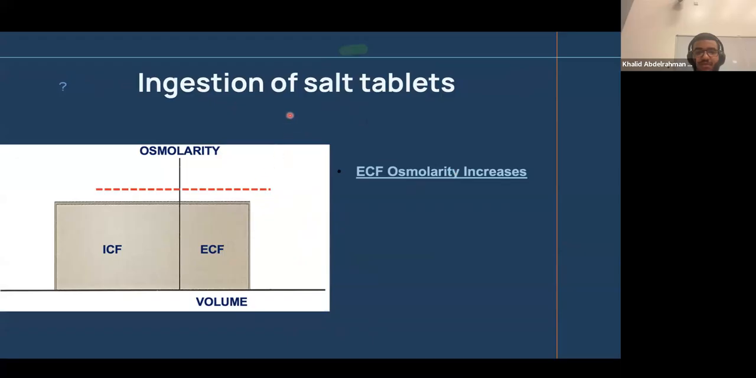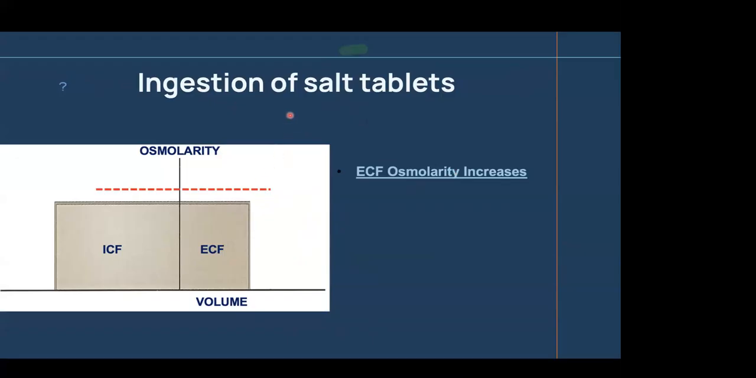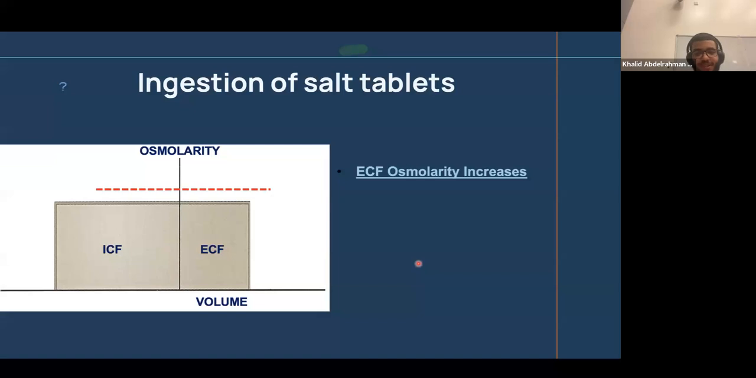And the ICF fluids will go towards the ECF because it has a higher solute concentration, so the fluid will decrease in the ICF. You're 100% correct. Let's take it step by step. The ECF osmolarity increases because you took a lot of salts, and that affects the ECF.